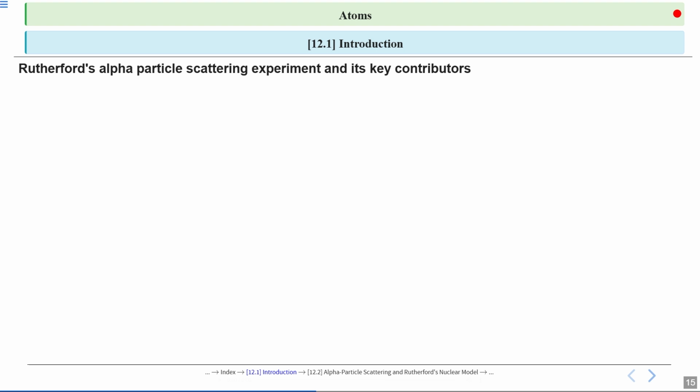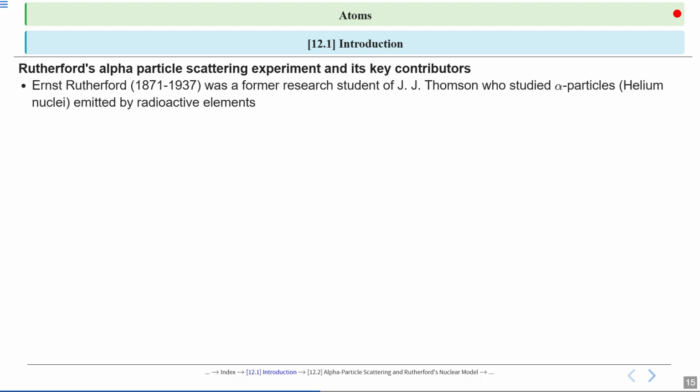Now we are focusing on Rutherford's alpha particle scattering experiment, a key moment in the history of atomic physics. So let's start with Ernest Rutherford. He was a former student of J.J. Thomson, who discovered the electron.